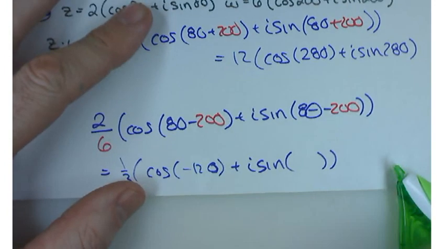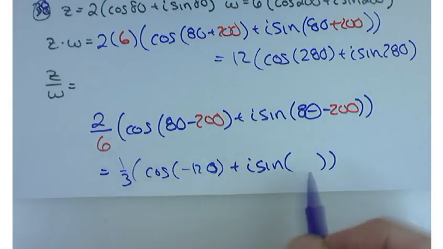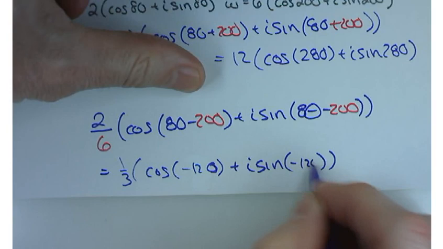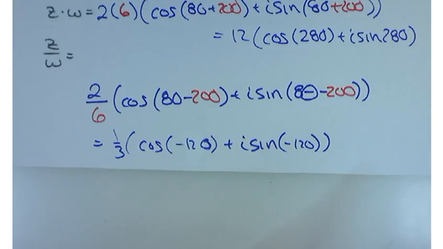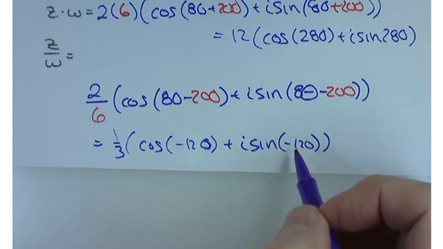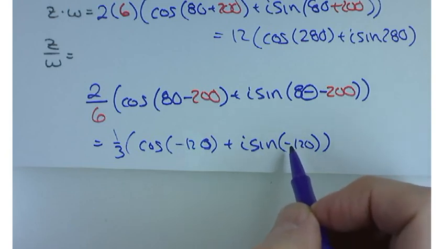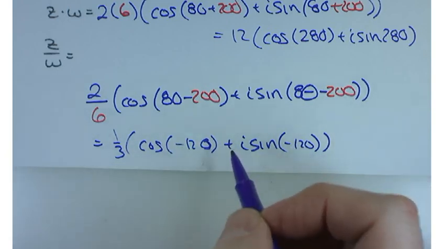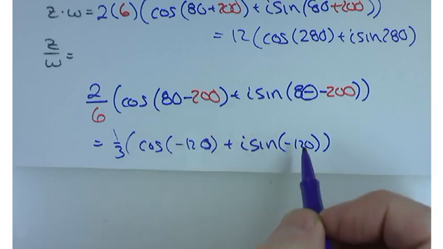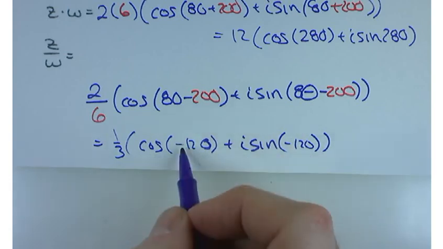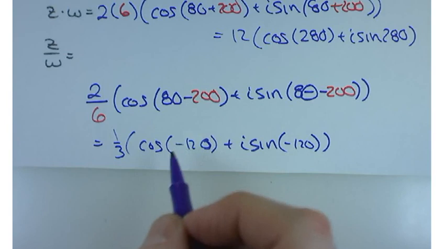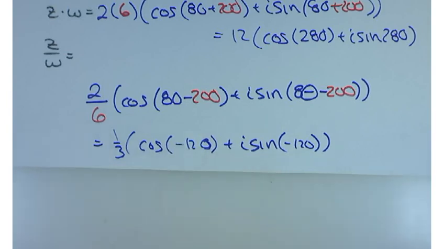Now here's a little trick for you. This angle and this angle have to be the same. So plus I times the sine of negative 120. This is probably the only time that I'm not going to ask you to use your even-odd properties. I'm not worried about you factoring this one out. And this one would just disappear, right? Because cosine is an even function. So we can leave it like that.